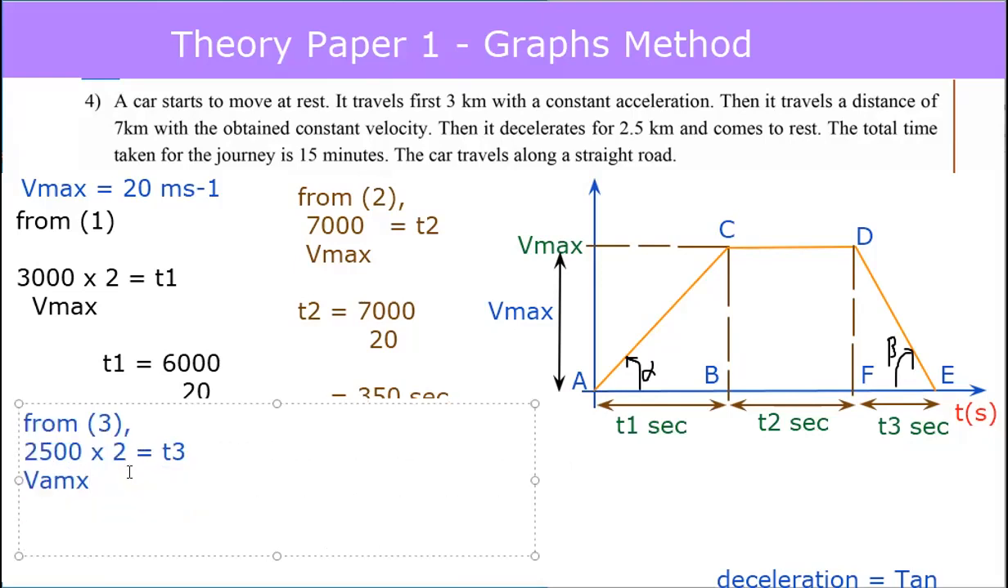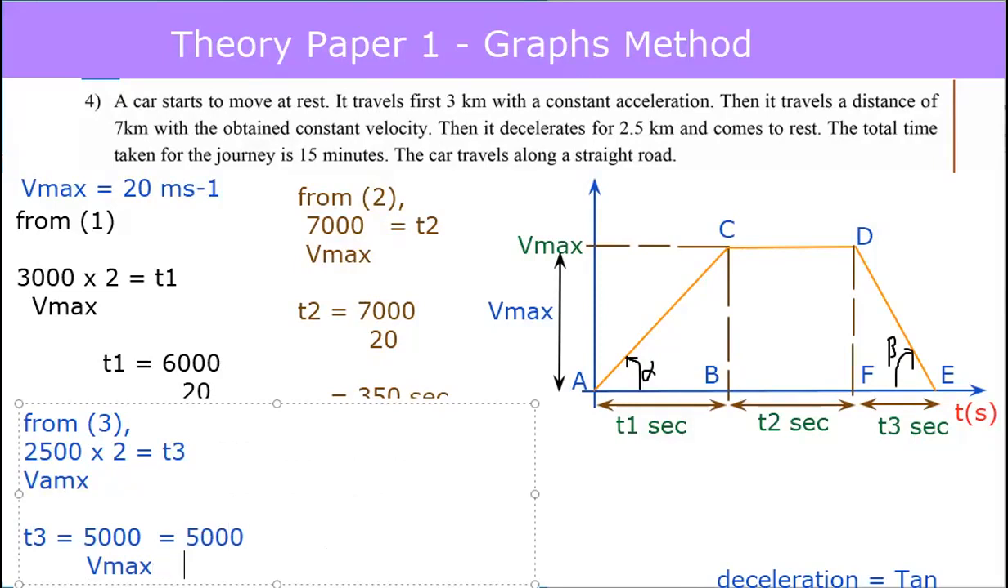2,500 times 2, that is 5,000. So T3 equals 5,000 divided by Vmax. We know that Vmax is 20, so we can cancel out this zero and this zero. 500 divided by 2 is 250. Sorry, the unit is time. Time is not meter per second, it's seconds. Who got this answer?